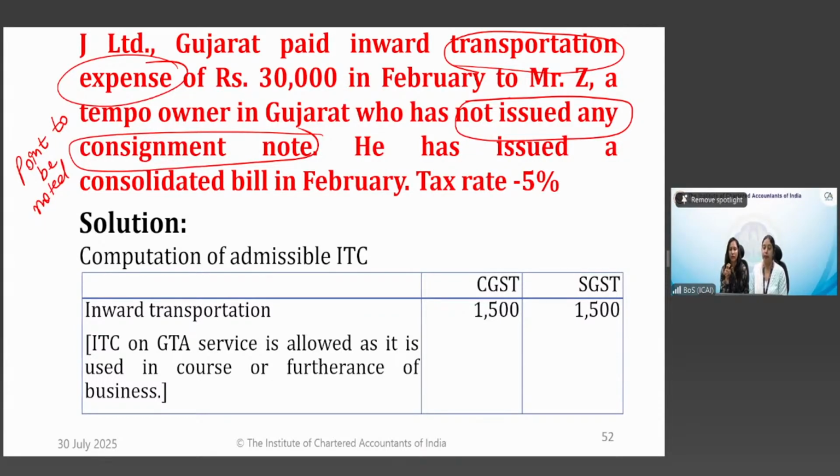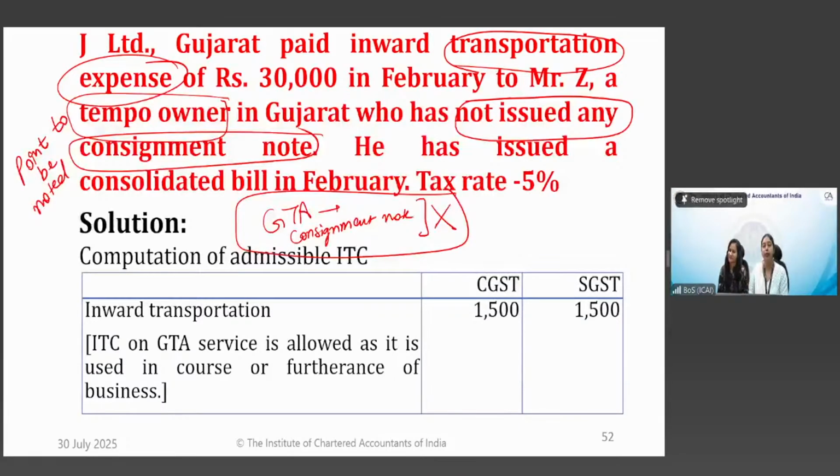But the point to be noted here is that a transporter will come under the category of GTA only and only if he or she has issued a consignment note. Without a consignment note, any transporter will not be categorized as a GTA. And he's just a tempo owner. Nowhere is the word GTA written in the question, first thing. Second thing, it has been expressly provided that the consignment note has not been issued. Therefore, it is not a GTA.